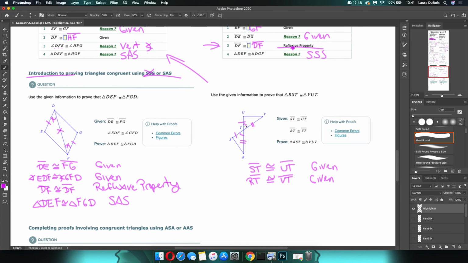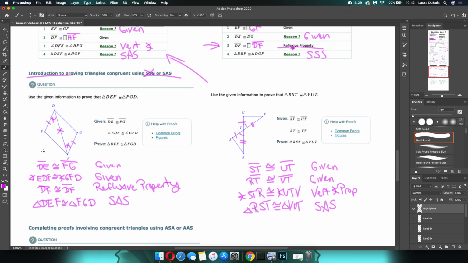Oh yeah, we have some vertical angles here. So let's make sure I name this right. So it's angle STR is congruent to angle UTV. And that's because of the vertical angle property. Vertical angles are always congruent. And now we're ready. Do we have side, angle, side? Yes, we do. So triangle RST is congruent to triangle VUT because of side, angle, side. Okay, we're starting to get the hang of this. I'm starting to feel confident.